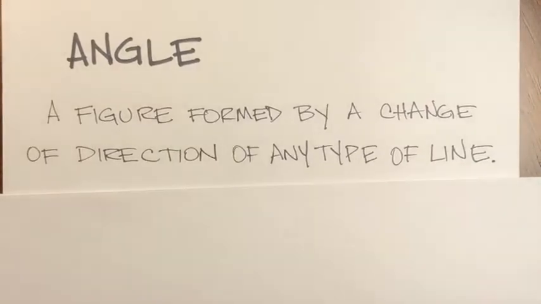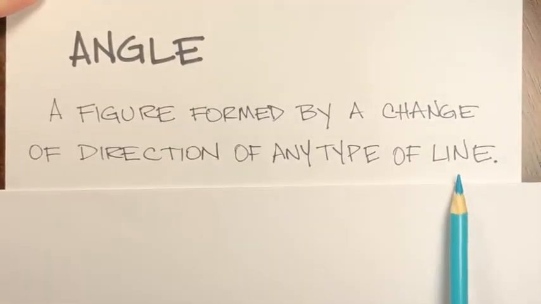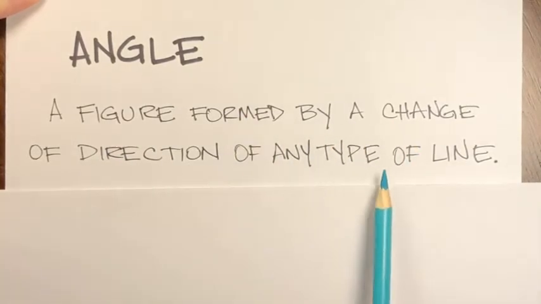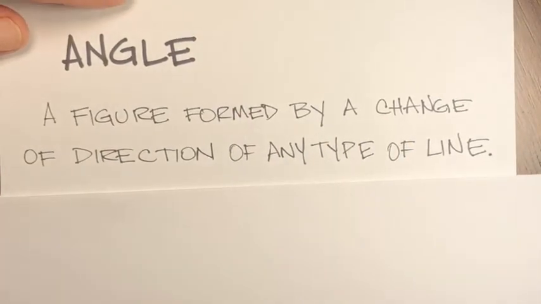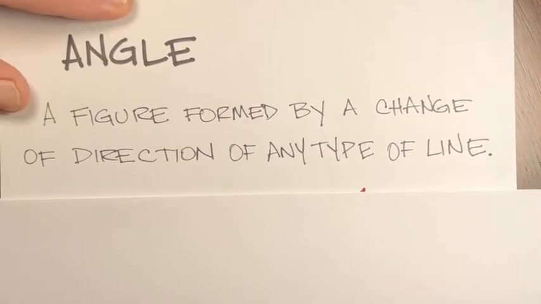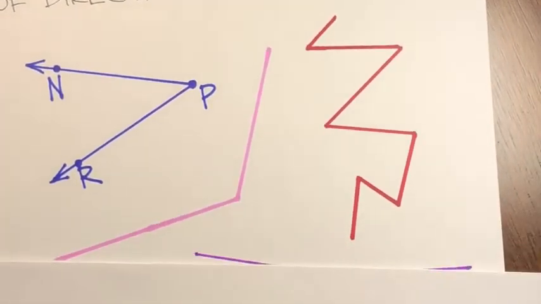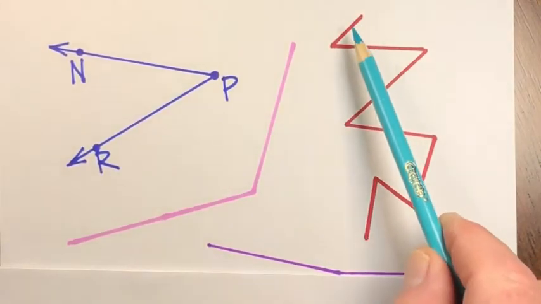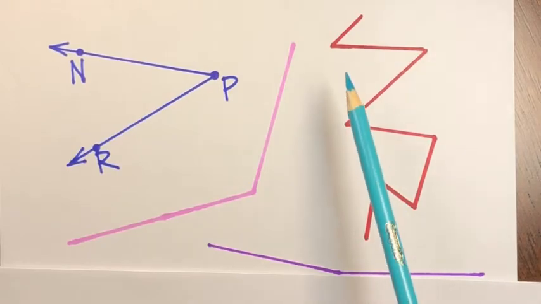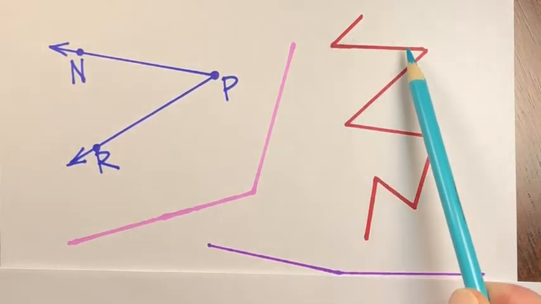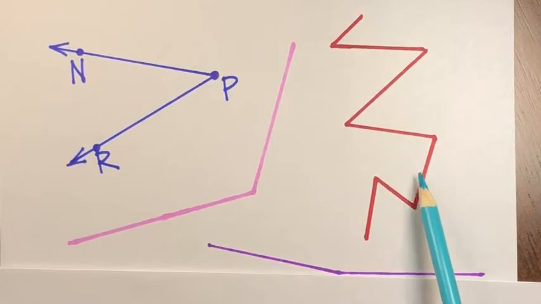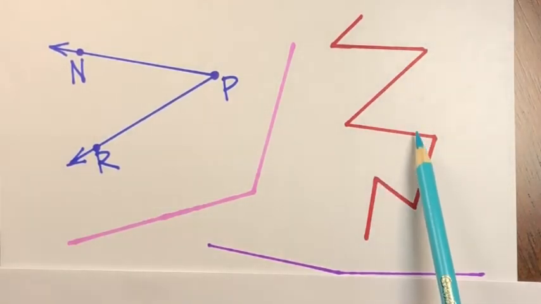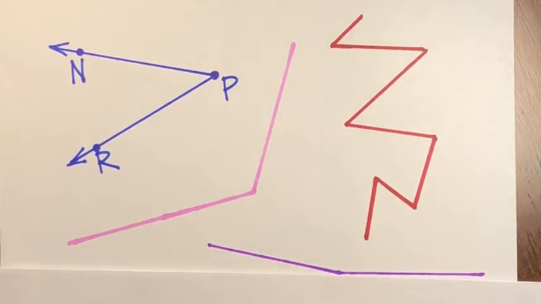So, we'll start with an angle. We know what lines are, and so an angle is a figure formed by a change of direction in any type of line. So an angle is where a line changes direction. Let's take a look at some examples. Here we see this red line changes direction a lot of different times. Every time it changes direction is an angle. Angle there, there, there, and there. So we have 1, 2, 3, 4, 5, 6 angles there.